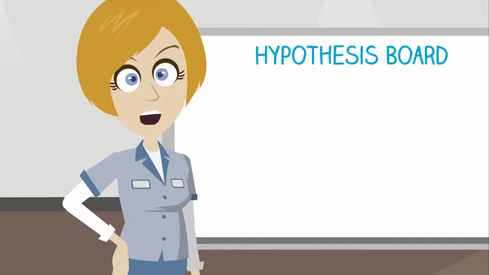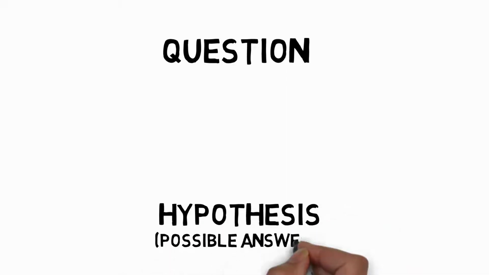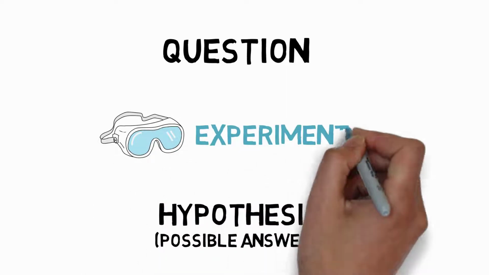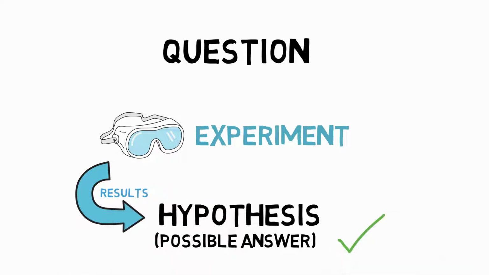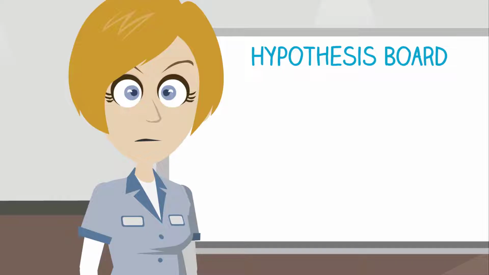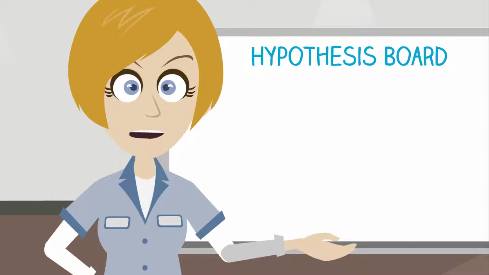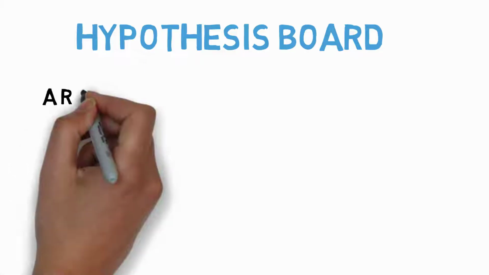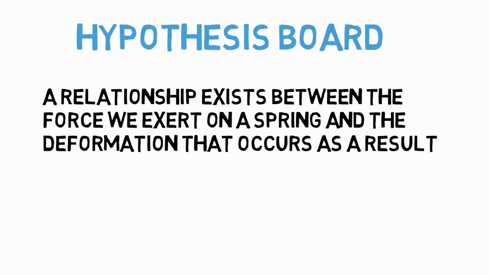Before we spring into action, let's review what a hypothesis is. Science is all about asking questions, and a hypothesis is a possible answer to a question we have. It doesn't necessarily have to be the correct answer, that's what the experiment is for. But a hypothesis should be testable, and the experiment we conduct should be able to prove or disprove the statement. So let's try and form our spring hypothesis. I think there is a relationship between load and deformation. Therefore, I will make the following hypothesis. A relationship exists between the force we exert on the spring and the deformation that occurs as a result.